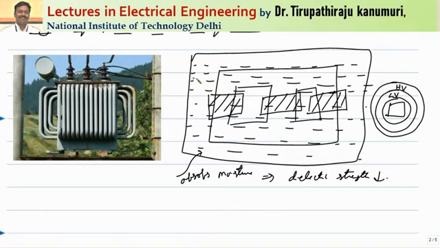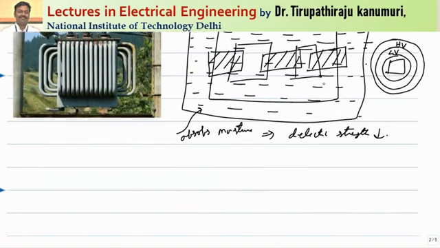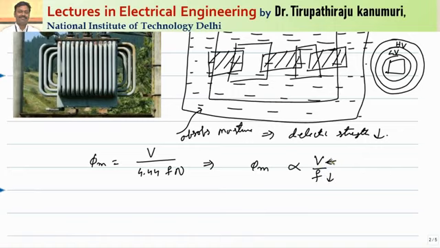And the second one is the core losses, as well as the flux. The maximum flux in the transformer core is given by V divided by 4.44 times F into N. So this we have studied in transformers. From this we can tell the maximum flux is proportional to the ratio V by F. So either the voltage is increased due to sudden removal of the load or any other reason, or the frequency is decreased. Due to any one of these reasons, the flux will increase.